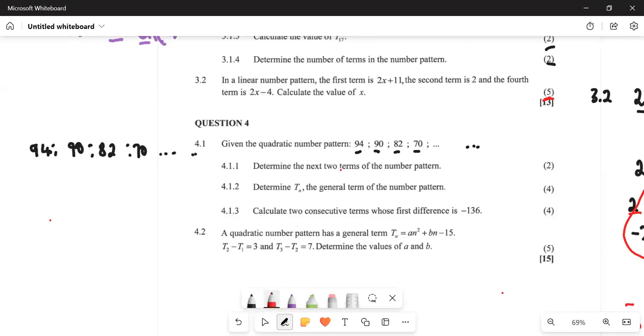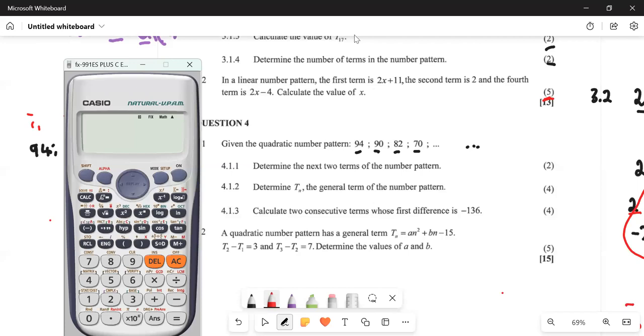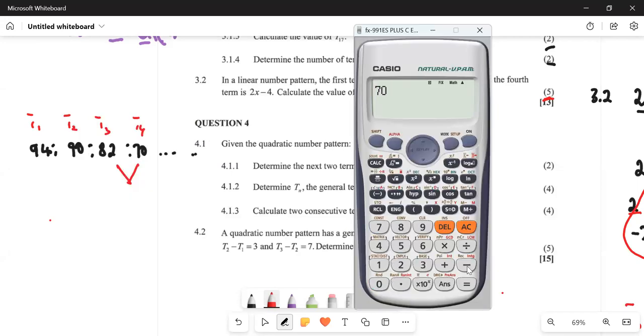So, we need to get the common difference. So, term 1 minus term 2. So we have term number 1, term number 2, term number 3, term number 4. So, term number 4 minus term number 3. Let me type it in my calculator. So you're saying I should start from the end? Yes. So I have 70 minus 82. That's something that you should remember: if you are going backwards, we subtract.